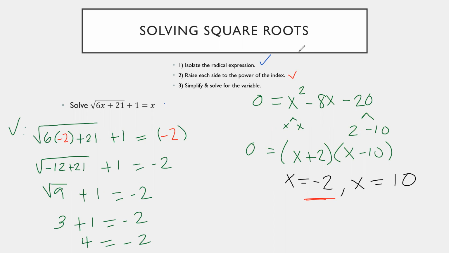And since this is not true in any way, shape, or form, x is equal to negative 2 is extraneous. It is not a true solution of this problem.